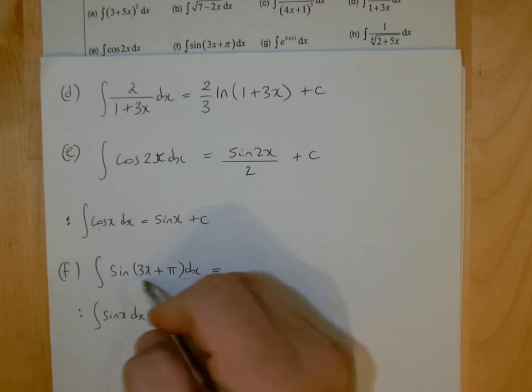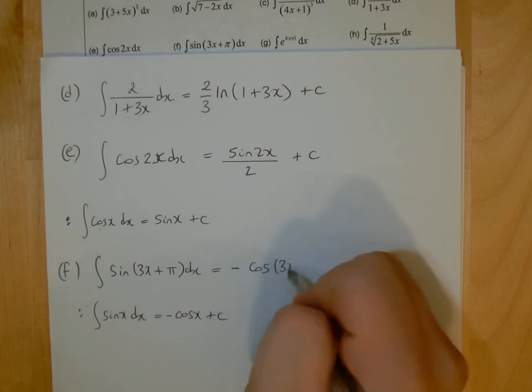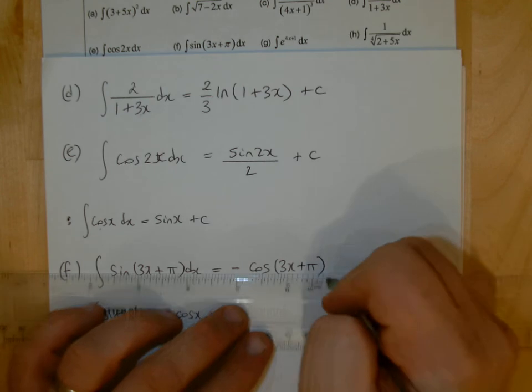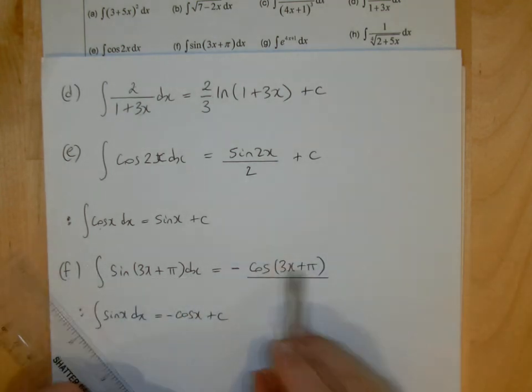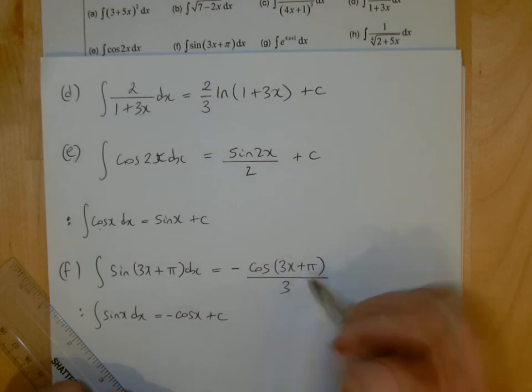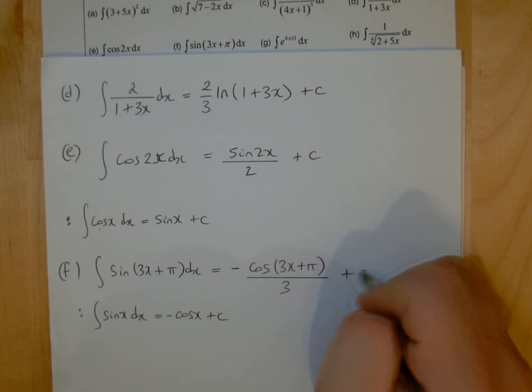Now we're integrating sine 3x plus pi. So this will be minus cos 3x plus pi, divided by then, you've got to differentiate in here, and that's just going to become 3, because 3x becomes 3, pi is just a constant, so it differentiates to be 0. Don't forget then to put the c on the end.